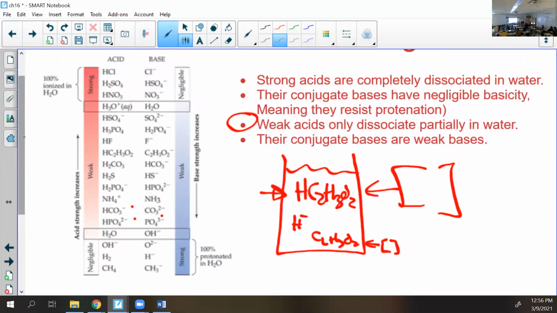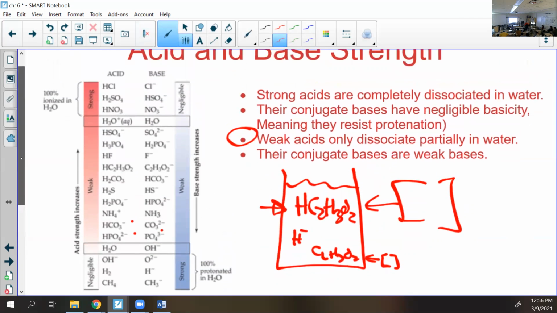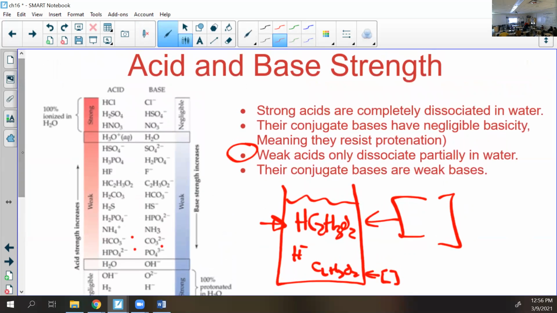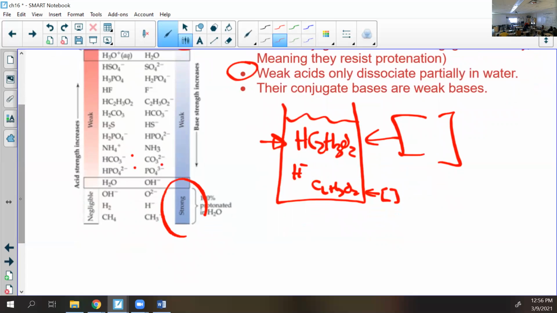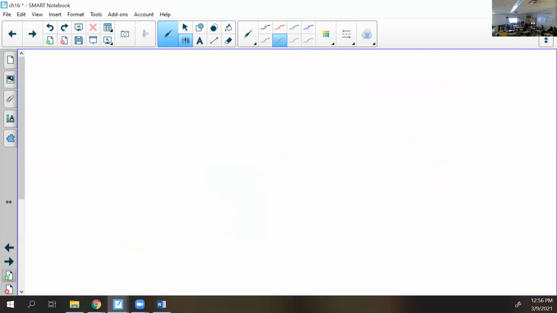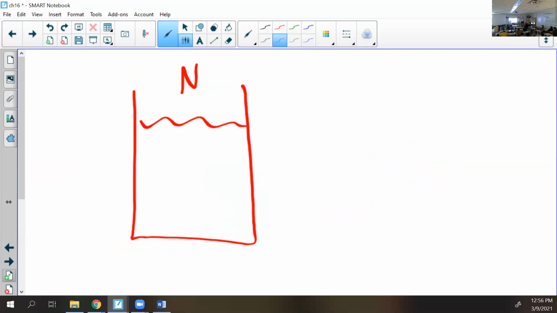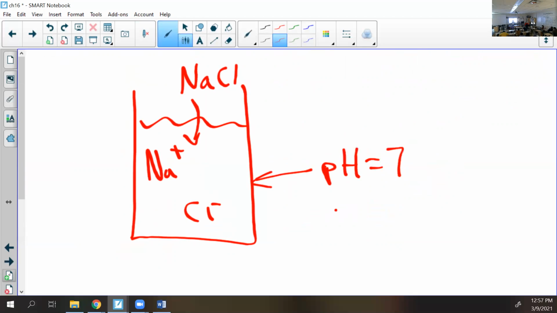Okay. So this is in the book. I'm sure you'll love looking at it. Strong acids, negligible conjugate bases. Strong bases, negligible conjugate acids. So this is why if I add table salt, NaCl, to water, I have Na plus and I have Cl minus, and the pH of salt water and the pH of neutral water are the same.